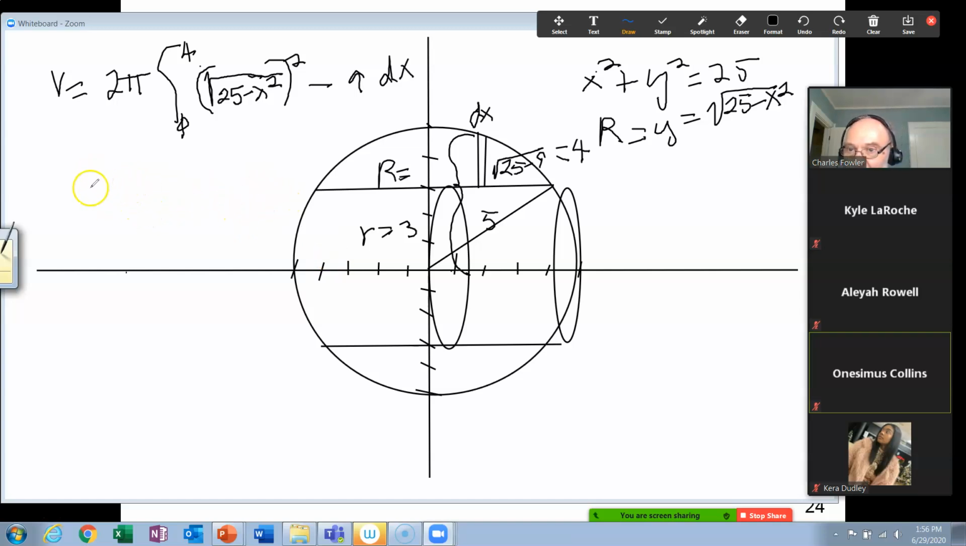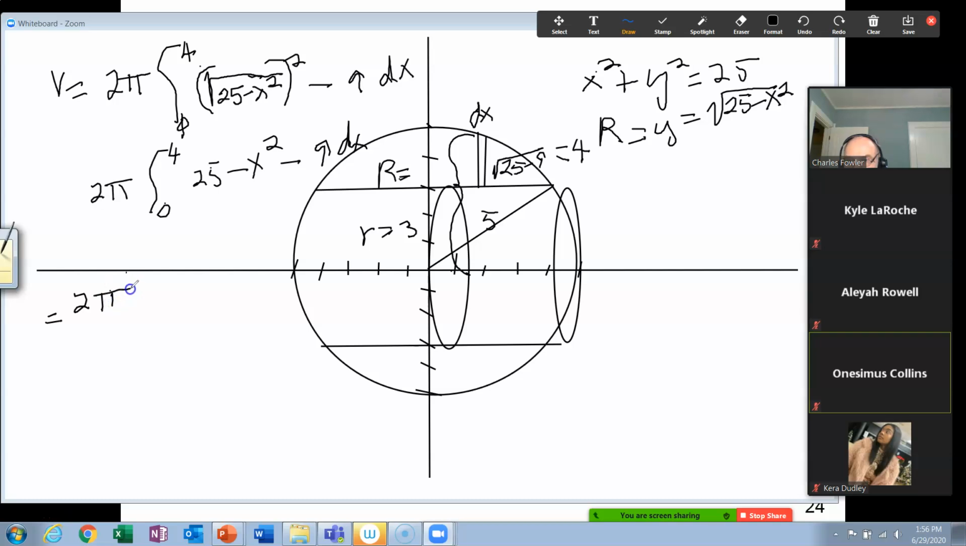Okay, so this is equal to 2 pi times the integral from 0 to 4, okay, of, when you square this, you just simply get 25 minus x squared minus 9, and that's dx. Okay, fairly simple.